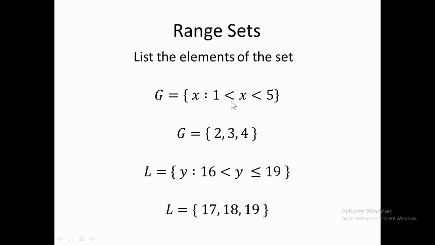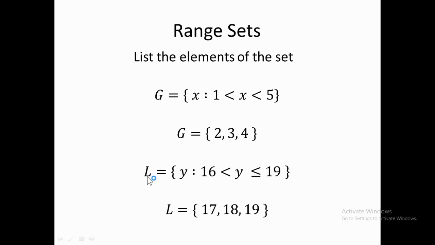If you list those elements that are greater than 1, they are 2, 3, then 4, but less than 5. That means you are going to stop at 4. So we have 2, 3, and 4. So the elements in G here are 2, 3, and 4.